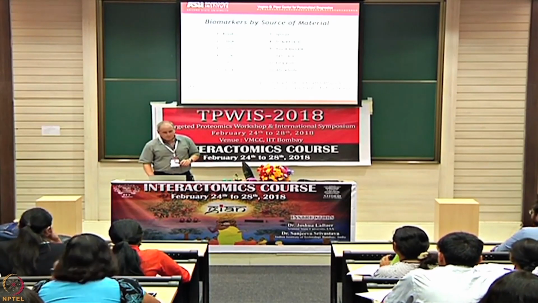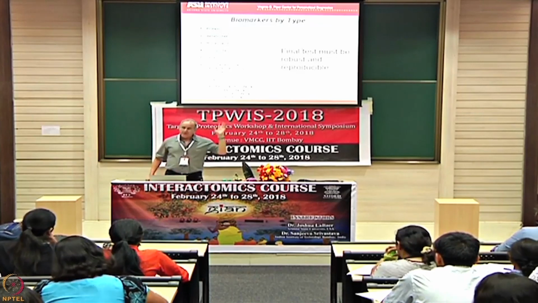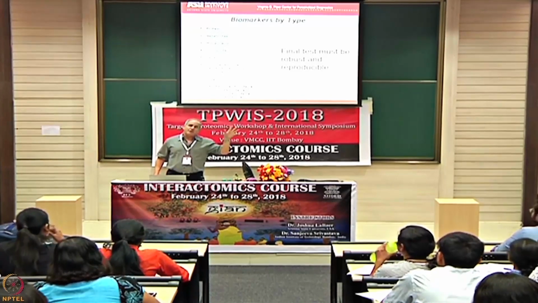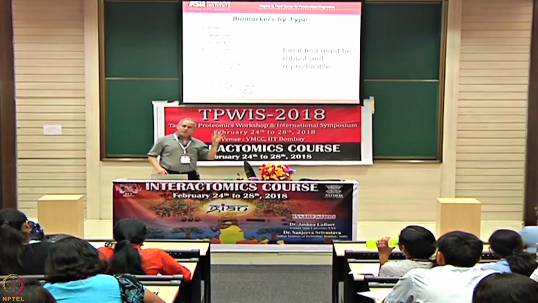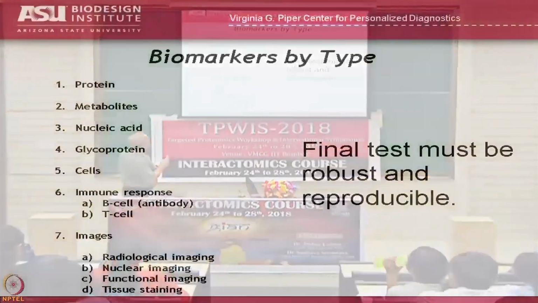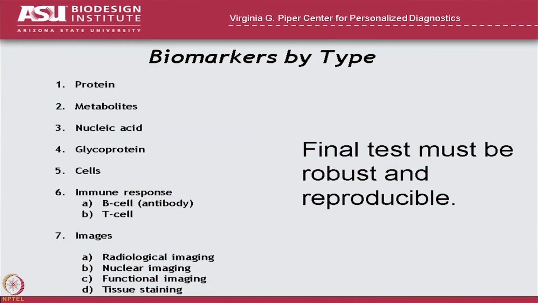Okay, so these are types of things that you can measure in sources from all those places. Obviously, all of us are proteomics people, so we're going to be interested in number one, which is why it's listed number one. But you could look at metabolites, DNA or RNA, or other nucleic acids, long chain RNAs or whatever. You could look at glycoproteins, you can look at cells themselves.